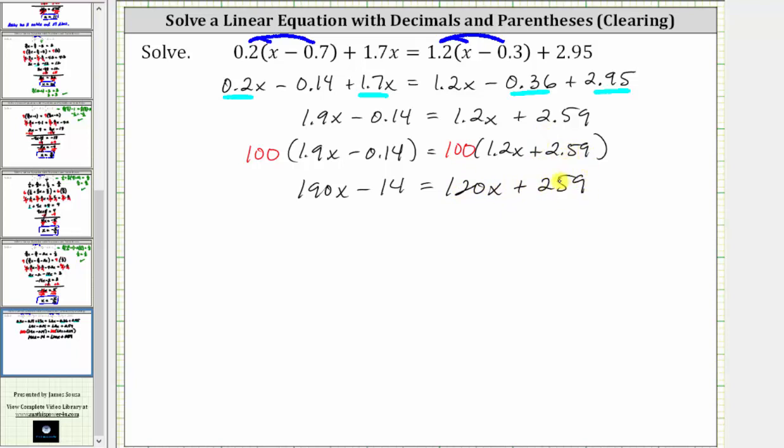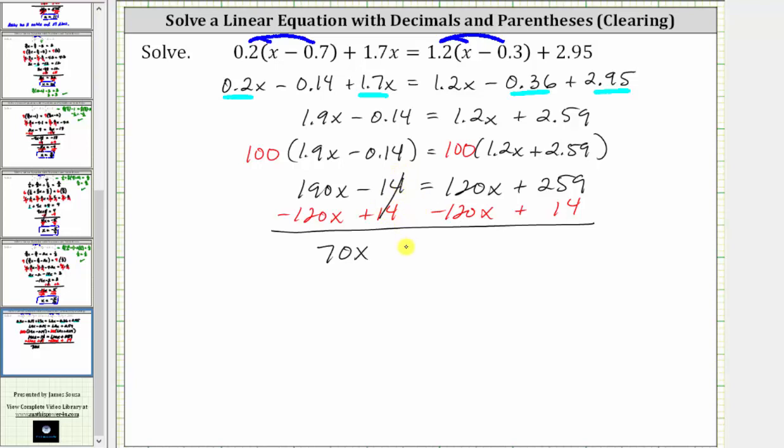And now from here, we need to add or subtract to isolate the variable terms on one side of the equation. Notice right now we have x terms on both sides. Let's begin by undoing the positive 120x on the right by subtracting 120x on both sides. Notice now the variable terms will be on the left side, so let's also undo the minus 14 on the left by adding 14 to both sides. So here we're combining two steps into one. Simplifying, on the left, 190x minus 120x is 70x, and then negative 14 plus 14 is 0. This is equal to, on the right, 120x minus 120x is 0. Then we have 259 plus 14, which is equal to 273.